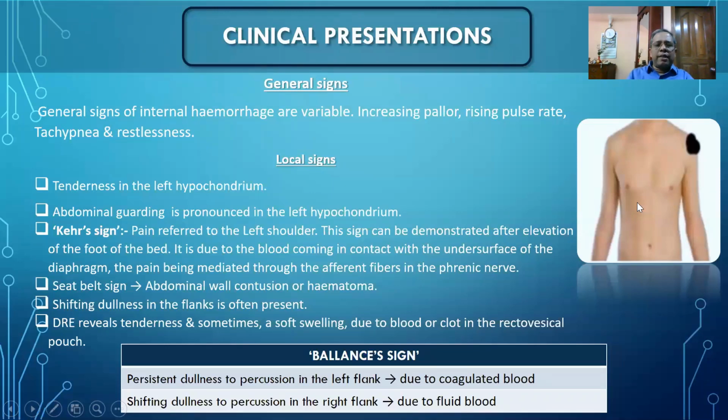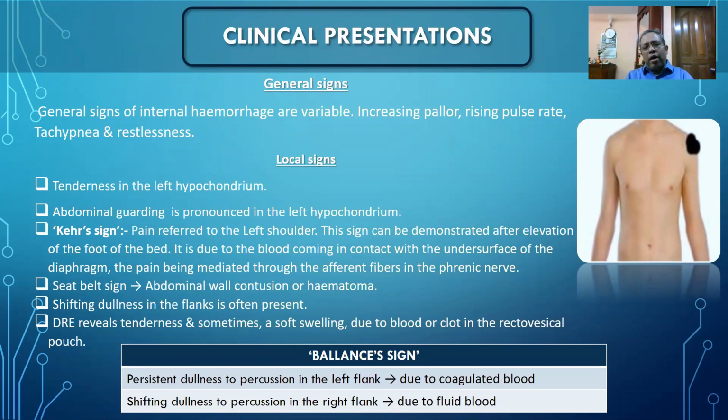And shifting dullness in the flanks is often present. DRE reveals tenderness and sometimes a soft swelling due to blood or clot in the retrovesical pouch. If bleeding is more, it trickles down through the left gutter to the pelvic cavity. In that case, DRE examination may reveal some tenderness and soft swelling in the pelvic cavity.